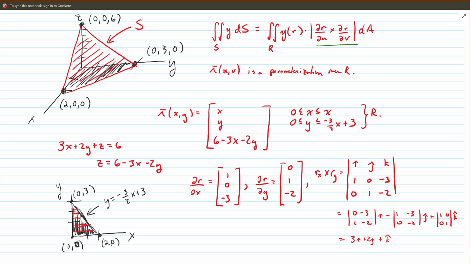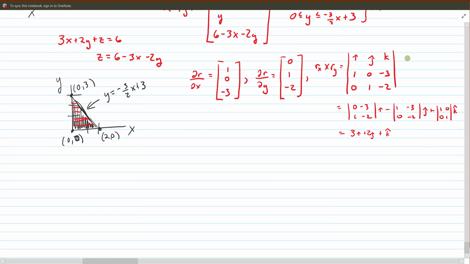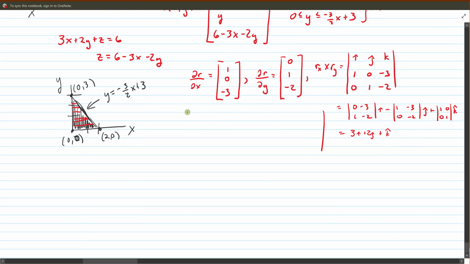So now that I've computed that cross product, we need its magnitude. So that means the magnitude of partial r partial x crossed with partial r partial y is the square root of the component functions squared. In this case, the component functions are just constants, making this a little bit easier.